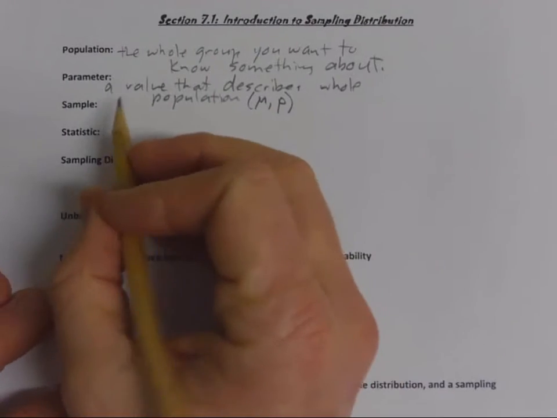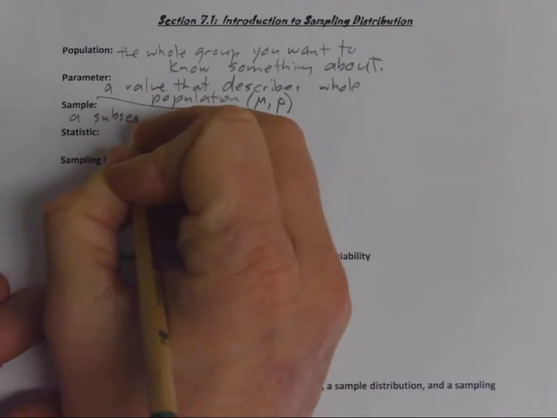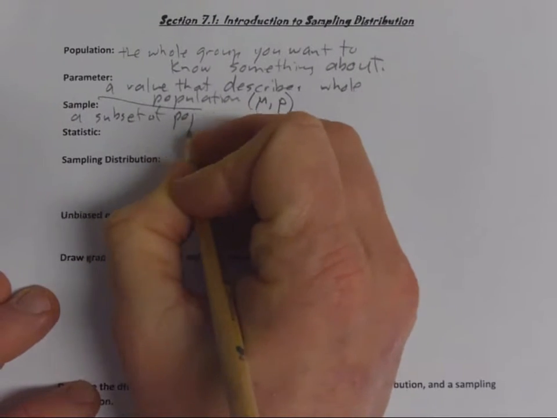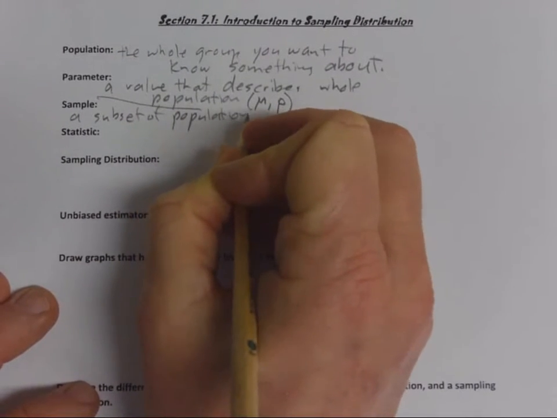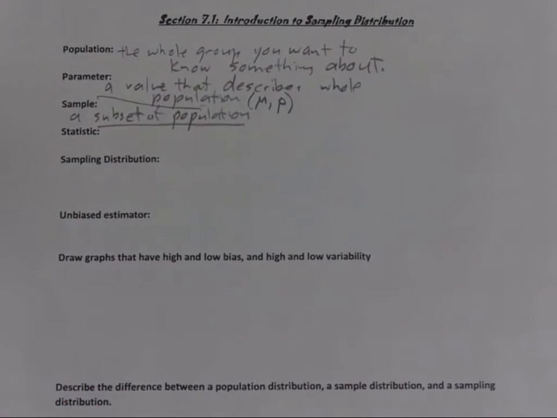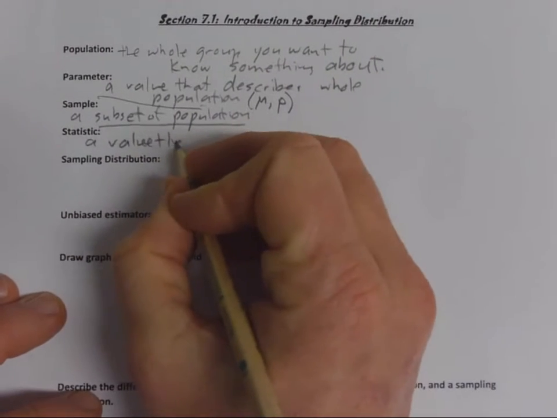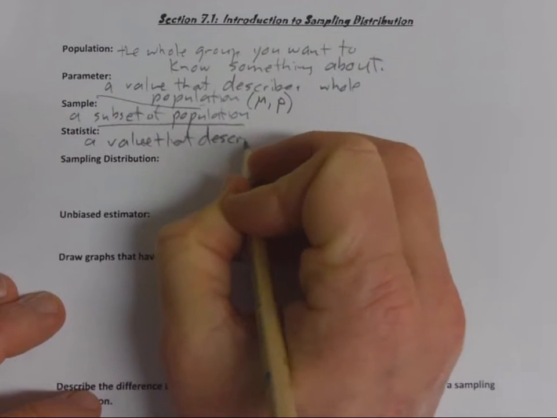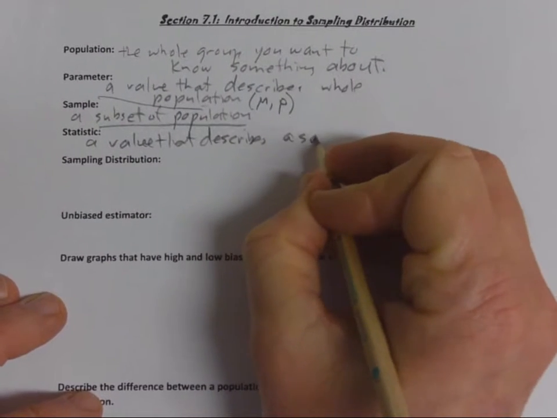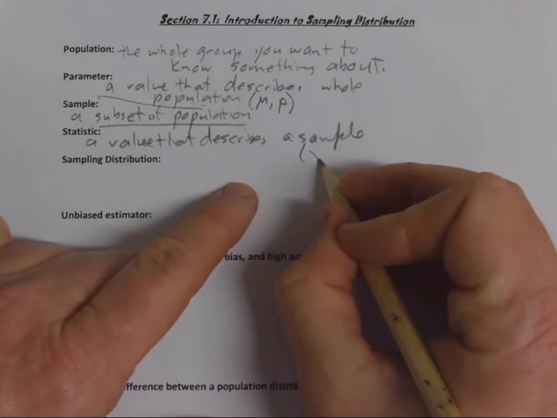But what we're going to do the rest of the year, most of the time, is we're going to take a sample. A sample is just a subset of the population. And of course, the key thing is, how was the sample gotten? How did you come up with this subset that you're actually studying? And we want it to be gotten randomly. And so what we'll do with the subset is we'll find a statistic, and that is just a value that describes a sample.